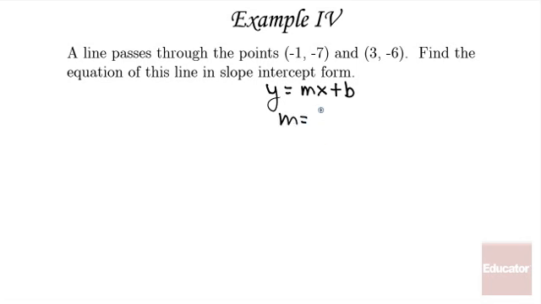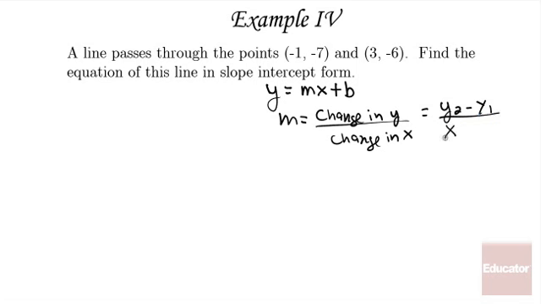m is the slope, which is the change in y divided by the change in x. We can use the slope formula to find this, which is y2 minus y1 divided by x2 minus x1. You could use either of these pairs of numbers, calling them x1, x2, y1, y2, or you could do it the other way around as long as you're consistent. But I'm going to call this x1, y1, x2, y2.